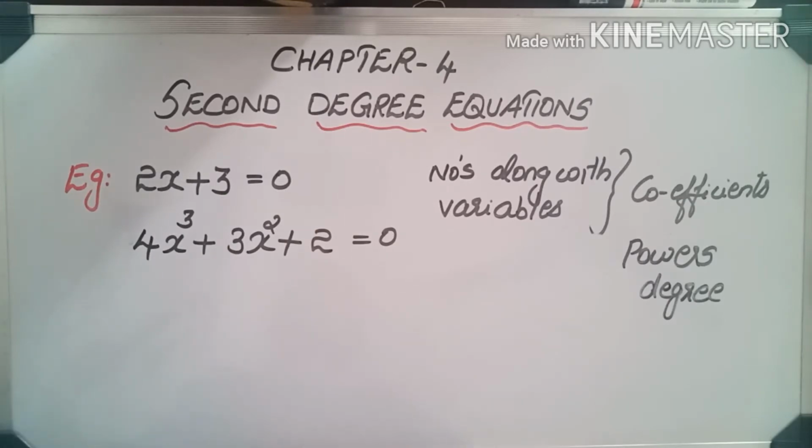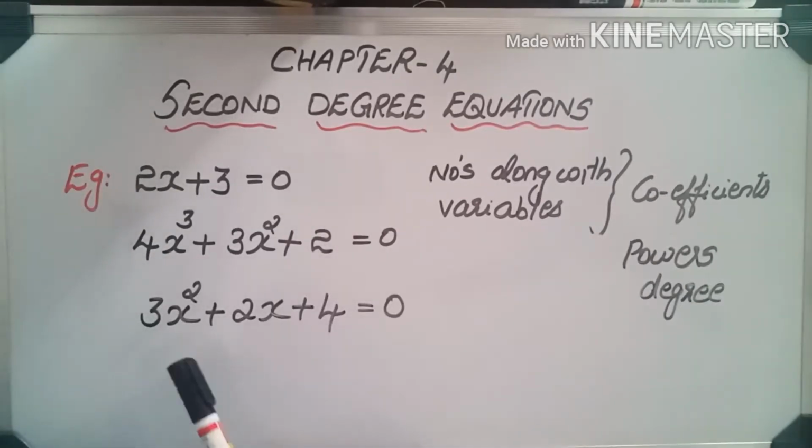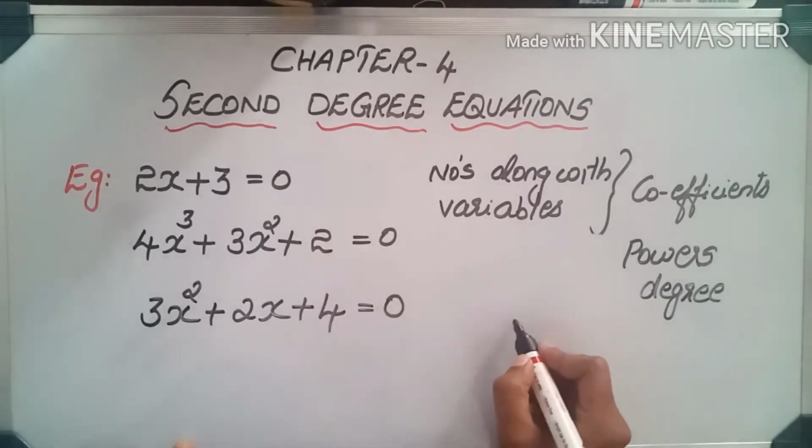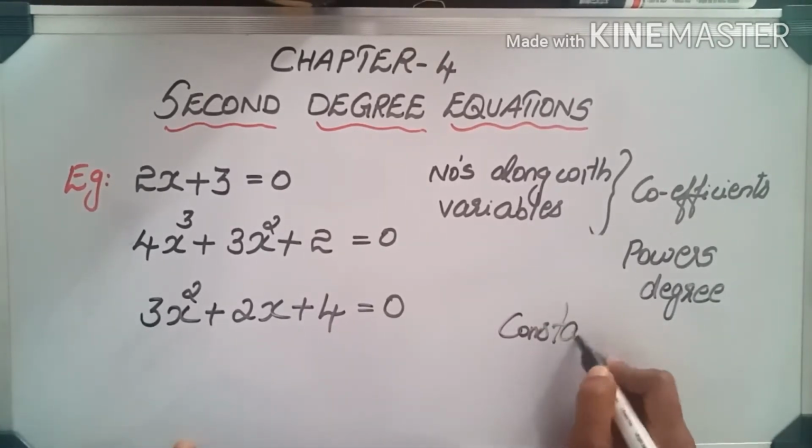Now we are learning about second degree equation. So let's consider an example of second degree equation: 3x square plus 2x plus 4 equal to 0. Here highest power of x is 2. So this is a second degree equation. And coefficient of x square is 3, and coefficient of x is 2. And this number without variable is known as constant, the constant number.